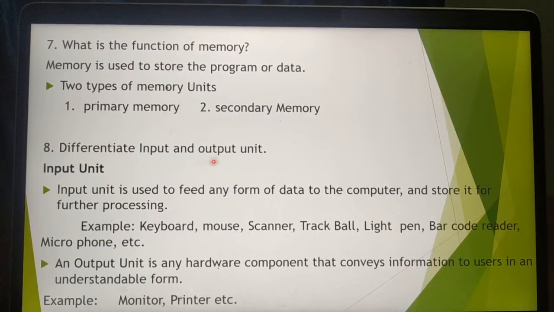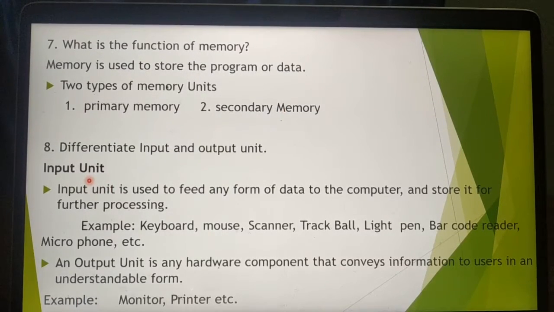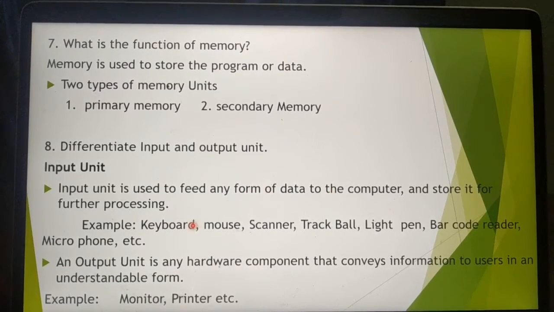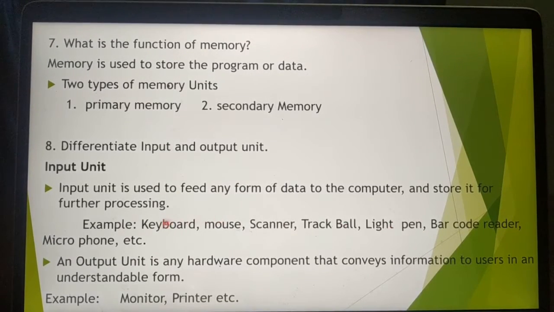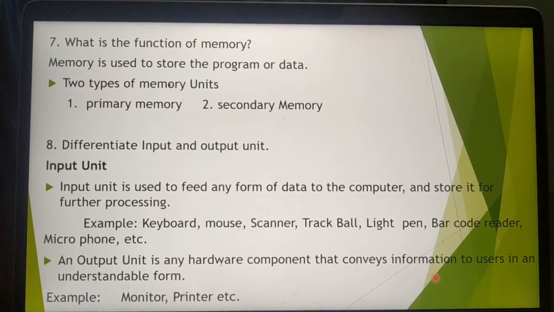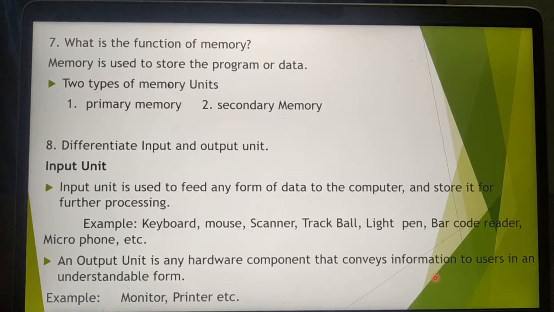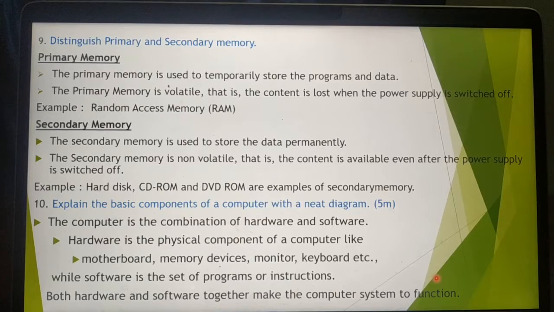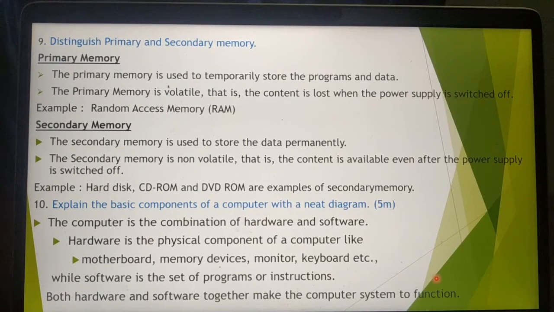Then differentiate input and output unit. Input device is used to feed the data to the computer, any form of data. Examples: keyboard, mouse, scanner, trackball, light pen, barcode reader, microphone, etc. The output unit is any hardware component that conveys the information to the user in an understandable format. Any hardware component which conveys the information to the user. Example, monitor and printer.